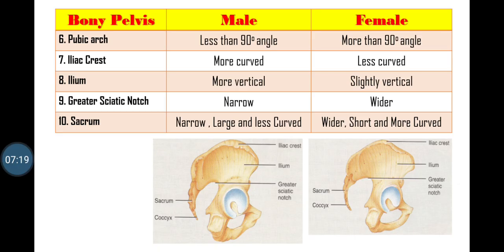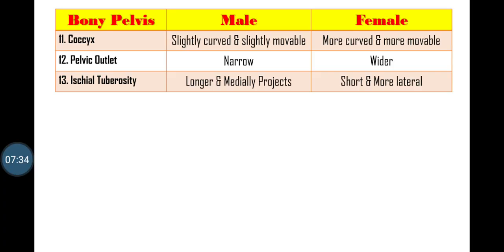Sacrum of the male pelvis is narrow, large, and less curved anteriorly, whereas in female it is wider, short, and more curved anteriorly. Coccyx of the male pelvis is slightly curved and slightly movable at anterior. In case of female, it is more curved and more movable at anterior. Pelvic outlet of the male pelvis is narrow. In case of female, it is wider. And ischial tuberosity of the male pelvis is longer and projects medially, whereas in female, it is short and lateral.